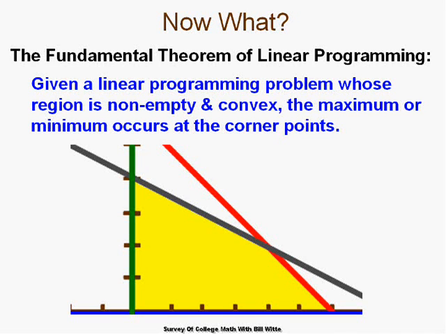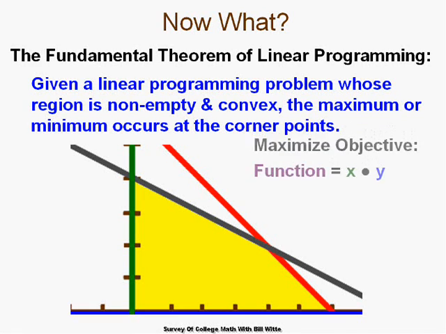Well, in a programming problem like this, if the region that you're looking at here is non-empty, because we have to have a region, and convex, doesn't have any dents in it, the maximum or minimum that we're looking for, here's the big kicker, will always occur at the corners. Now, this one has 4 corners. So we're going to have to check out all 4 and see which one is the maximum. But 4 isn't too bad. I can deal with that, okay? And I get a very useful answer in this case.